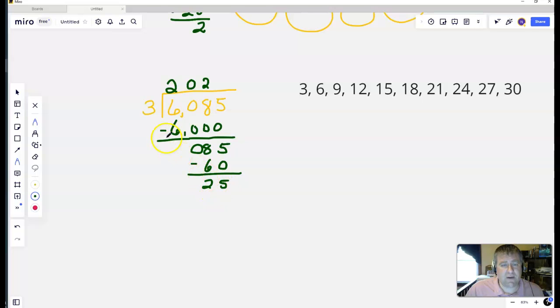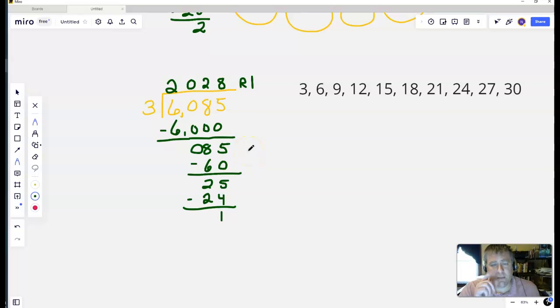So now I look at 25 divided by 3. How many times will 3 go into 25? 3, 6, 9, 12, 15, 18, 21, 24, 27. Whoops, too big. So what was that? That was 1, 2, 3, 4, 5, 6, 7, 8. 8 times. That got me as high as 24, which means there's 1 left over. Boom.